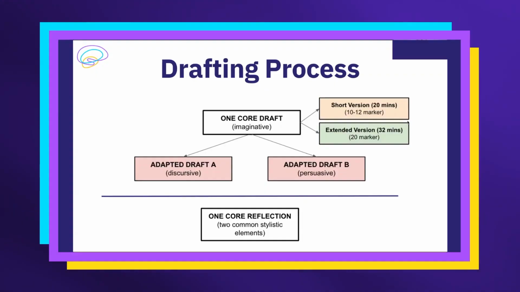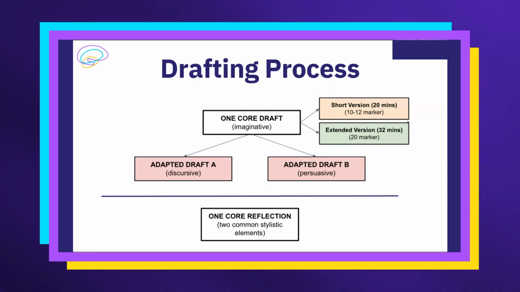So what you do, have a look at this. This is the slide that we'll really just focus on now. You want to make a core draft, and that can be based on the text type that you like. So if you like doing an imaginative, that will be your core draft. I've done an example as an imaginative in this diagram, but yours might be persuasive. Yours might be discursive.